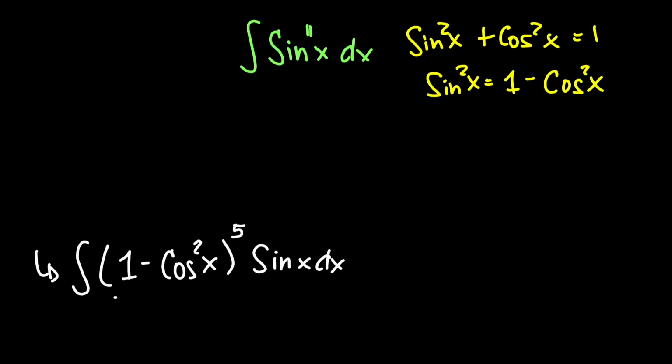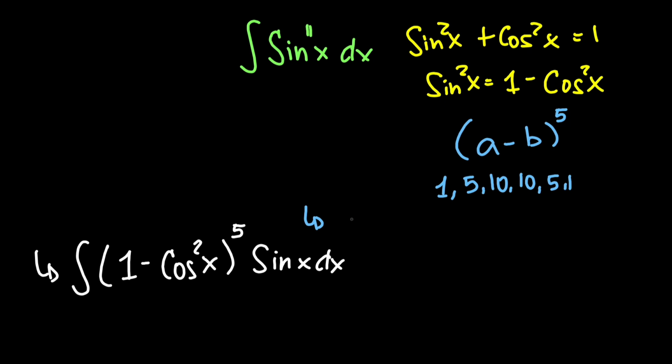What we have here is 1 minus cosine squared of x raised to the power of 5. This is an expansion. This would be the formula, which is a minus b to the power of 5. Based on the Pascal's triangle, our coefficients here would be 1, 5, 10, 10, 5, and 1. And so this would be 1 multiplied by a to the power of 5 minus the next coefficient would be 5, and the a value here would decrease by 1. So this would be a to the power of 4. And so the b here now would be in ascending order.